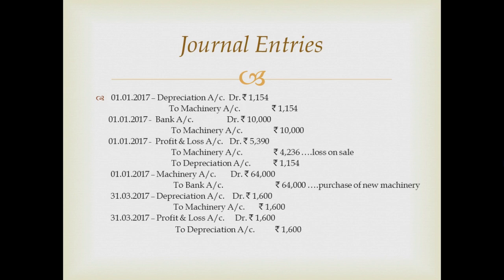And on the same date, machinery account debit to bank account rupees 64,000, which is the purchase of the new machinery. Depreciation on 31st March charged on this new machinery shall be depreciation account to machinery account rupees 1600, and finally transferred to profit and loss account by way of passing the entry profit and loss account debit to depreciation account rupees 1600.